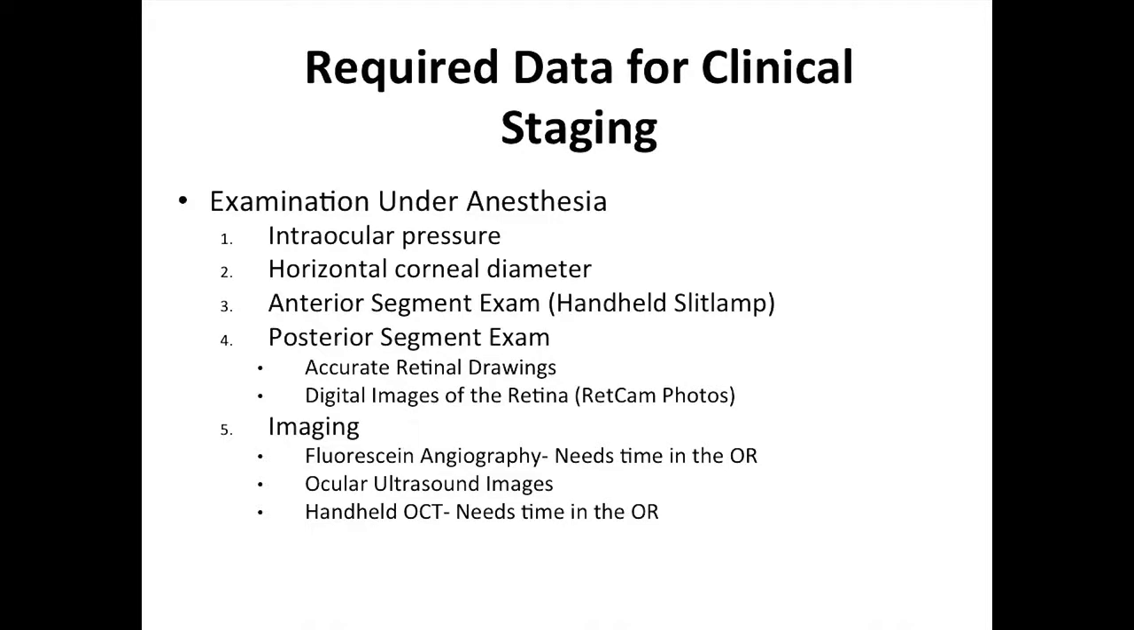Examination under anesthesia, these are things that we look for: intraocular pressure, corneal diameter, and some of the things that I have mentioned in the imaging, like fluorescein angiography and OCT. I was with John and he had a list of 45 on the day. So is it practical for all of us?